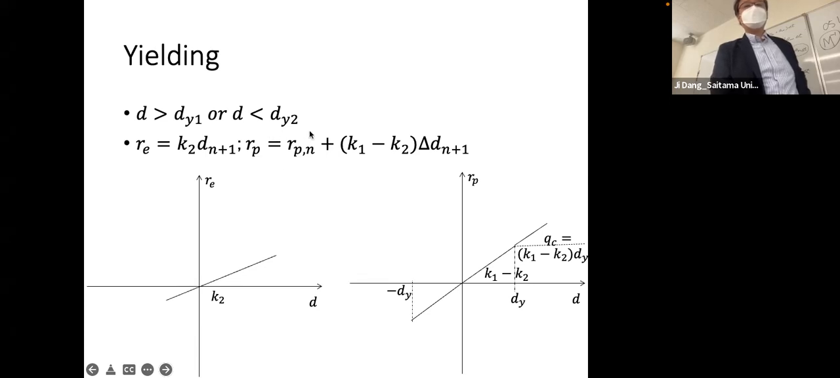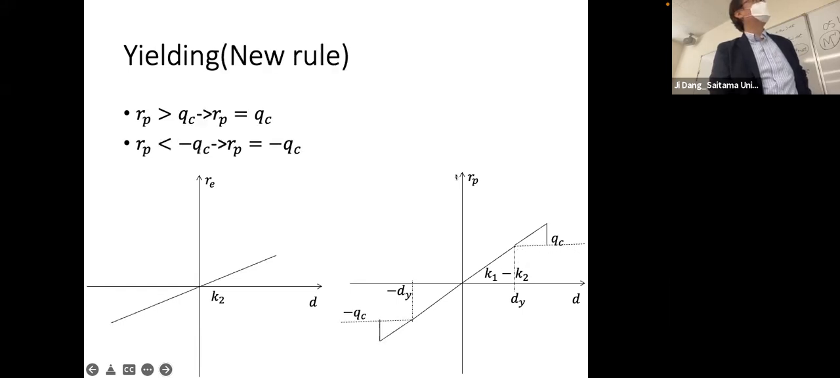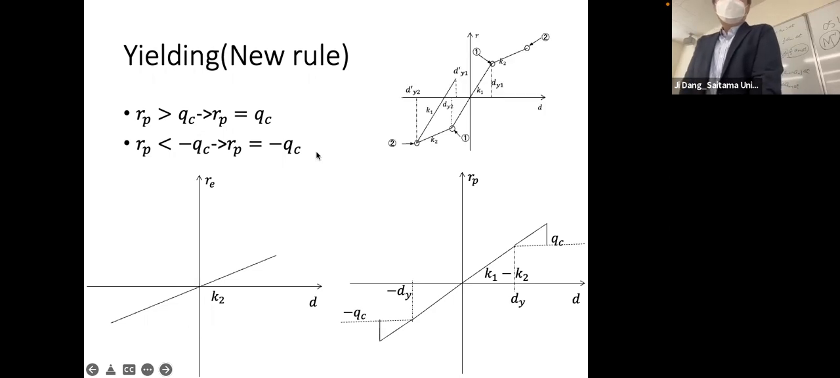But we say, okay, we calculate the plastic part force like this, but it is larger than QC, right? But actually, it should not be larger than QC. So once you calculate RP larger than QC, we force it to drop back to QC, just like RP equals QC, forcefully drop it back. Or if it is smaller than minus QC, then we forcefully set it equal to minus QC. By doing this, the bilinear model will be so easy to calculate.